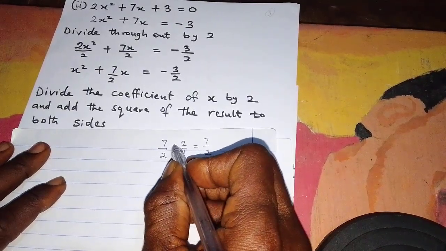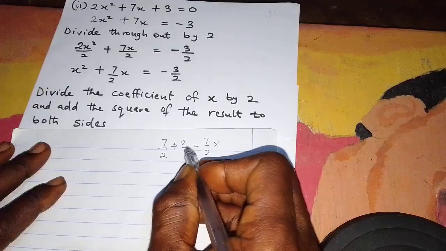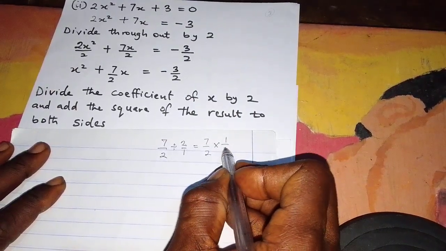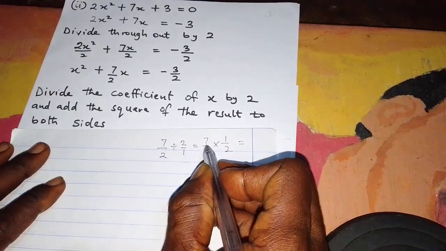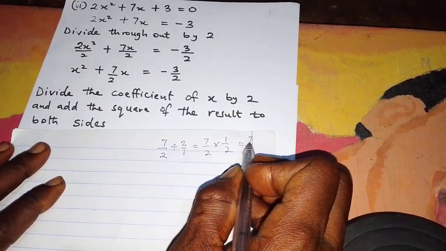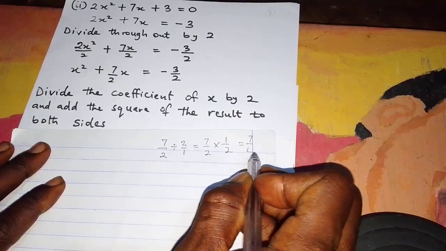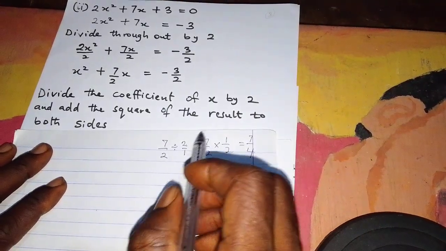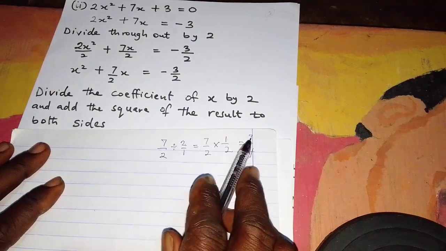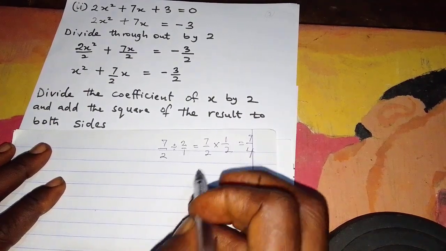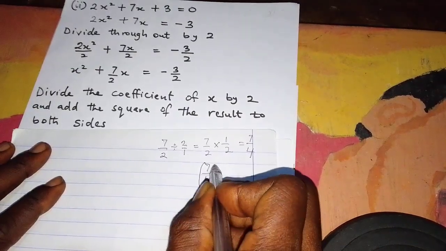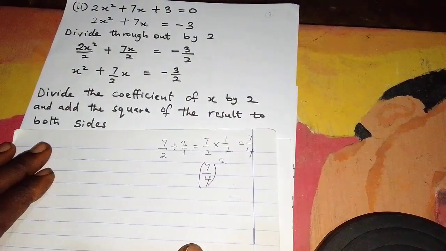If you are changing division to times, the one at the back will turn upside down. So that means you now have 1 over 2. So you are having 7 over 2 times 1 over 2. 7 times 1 will give us 7 over 4. So if you divide the coefficient of x, which is 7 over 2, by 2, you will get 7 over 4. Then you now add the square, that is (7/4) squared, to both sides.